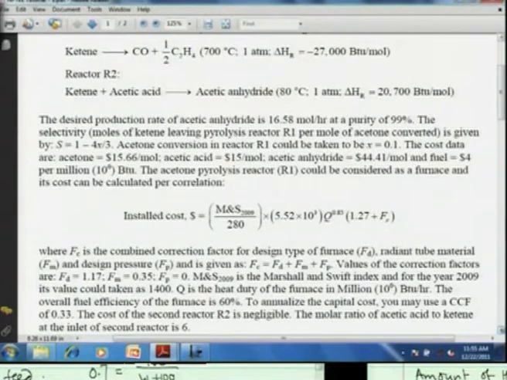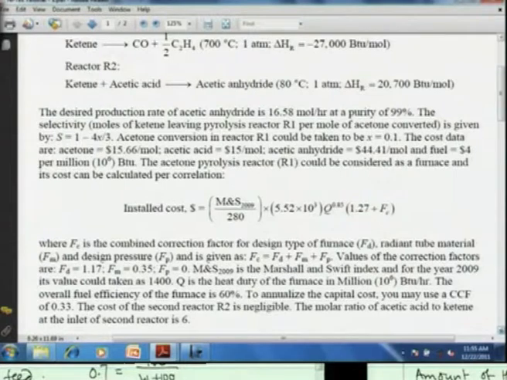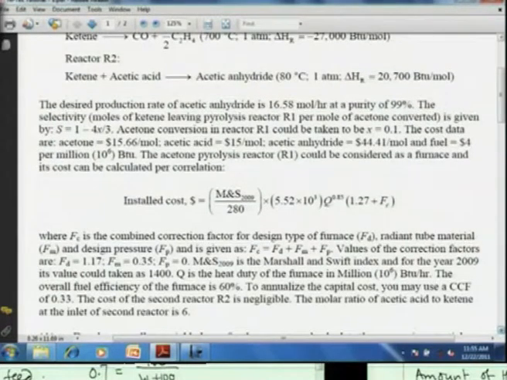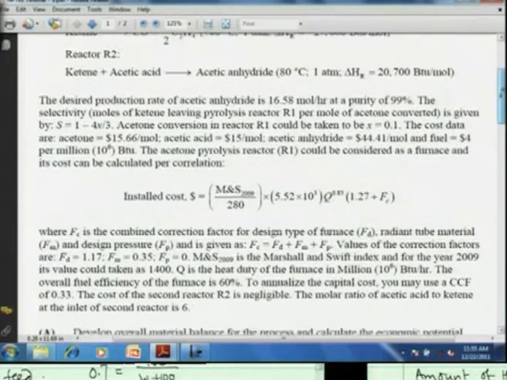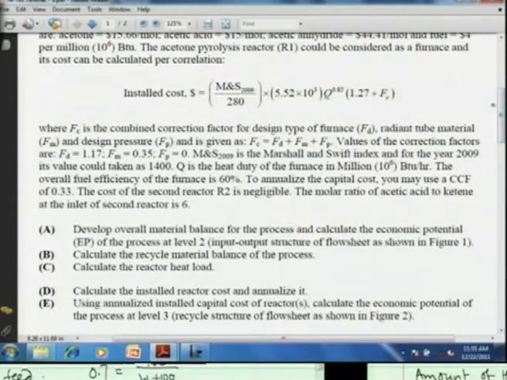Now, in order to determine the economic potential of the process, we have to annualize the capital cost. There are some costs of this particular process which are of recurring type, which means we have to pay them annually, and some costs are single time costs, like for example, the capital cost of the reactors. So, in order to determine the economic potential, these two costs have to be brought on the same basis.